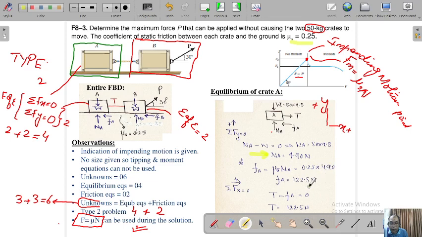So Fa is equal to 122.5 Newton. So once Fa has been calculated, now if you look at it here along the sigma y, you can basically calculate as Fa is being calculated. Now you can apply sigma Fx.